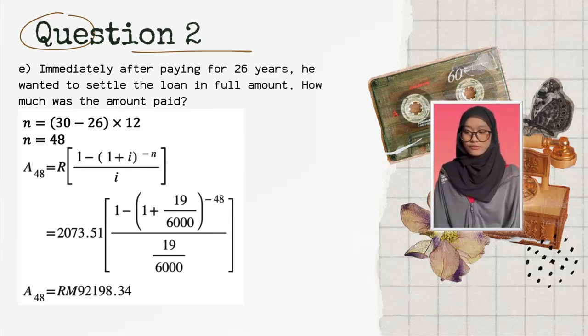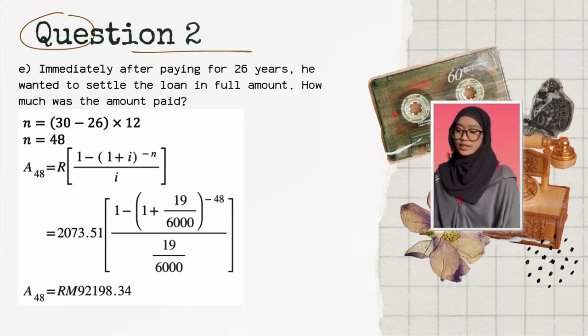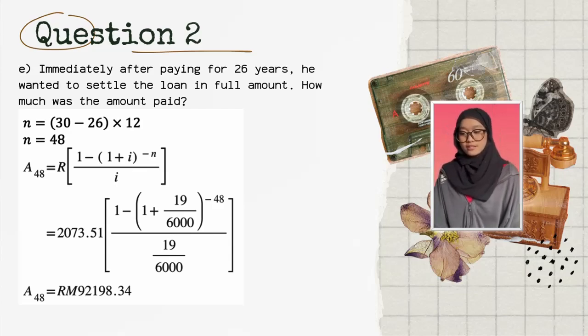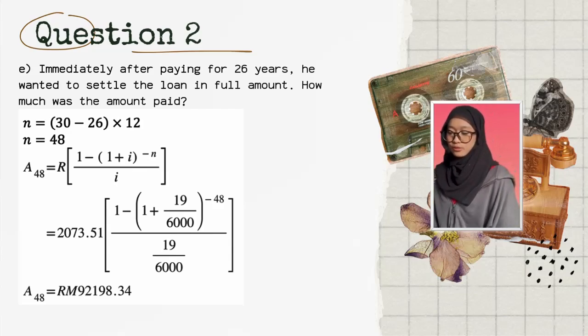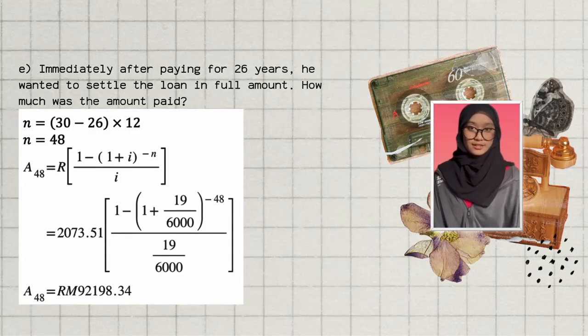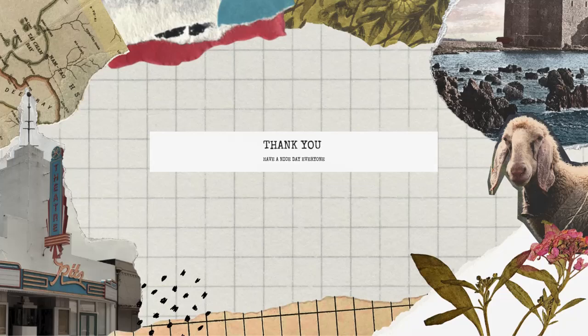2,073 ringgit 51 cent, times 1 minus 1 plus 19 over 6,000 to the power of negative 48, over 19 over 6,000. The final answer should be 92,198 ringgit 34 cent. And with that, this is the end of our presentation.